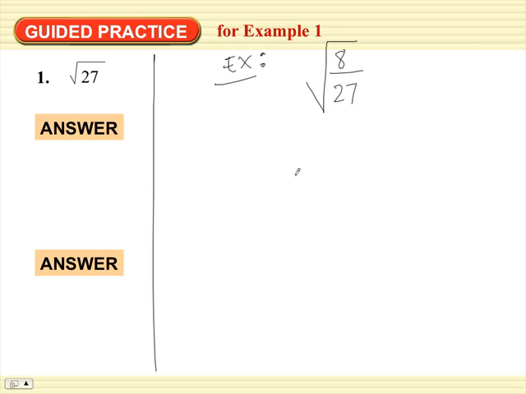So, square root of 8 divided by 27. I'm sure you all got the first couple steps. Square root of 8. Square root of 27. Square root of 8 on top is? 2 root 2. Square root of 27? 3 root 3. How many people got this answer? Okay, you're wrong.